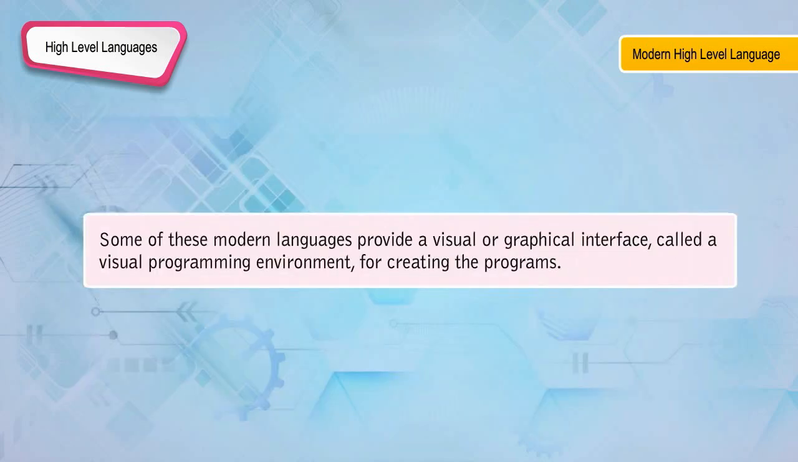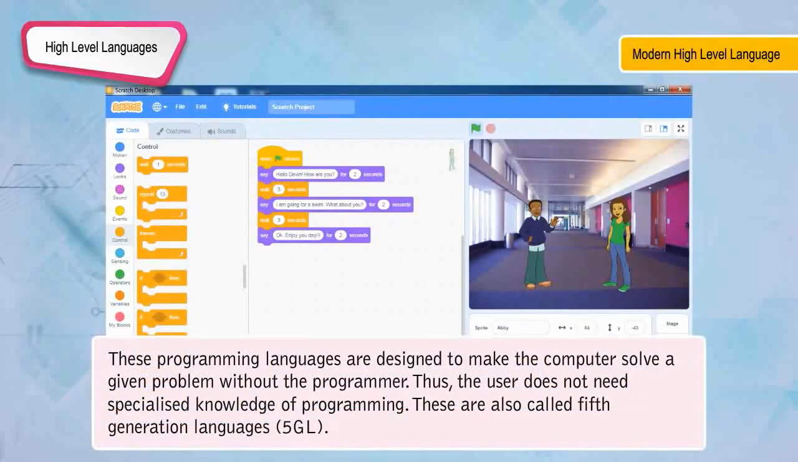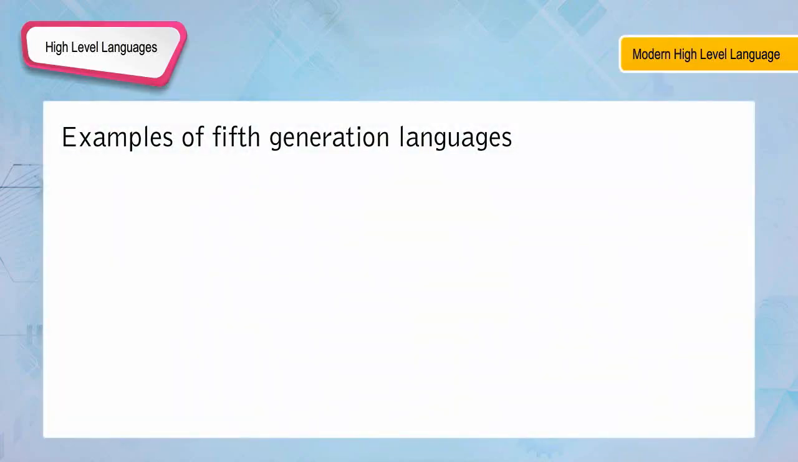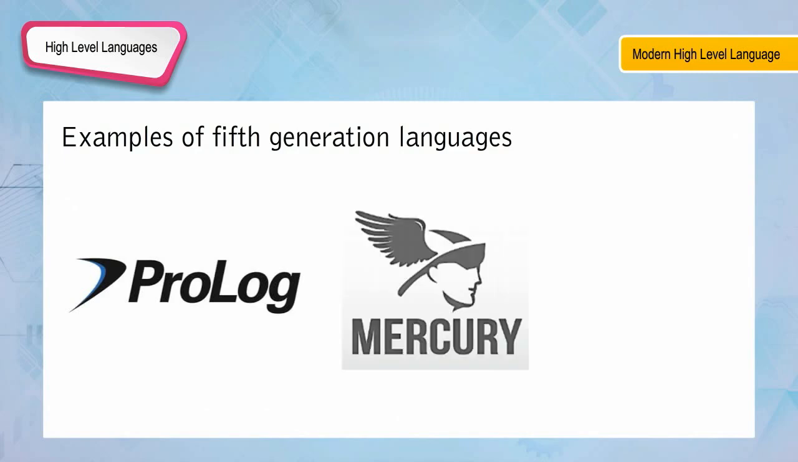Some of these modern languages provide a visual or graphical interface called a visual programming environment for creating the programs. These programming languages are designed to make the computer solve a given problem without the programmer. Thus, the user does not need specialized knowledge of programming. These are also called fifth-generation languages, 5GL. Examples of fifth-generation languages are Prolog, Mercury, OPS5, etc.